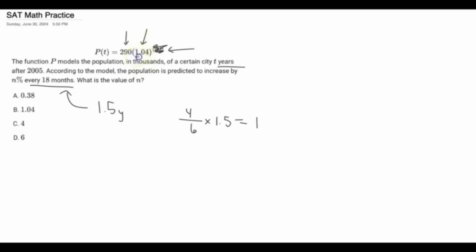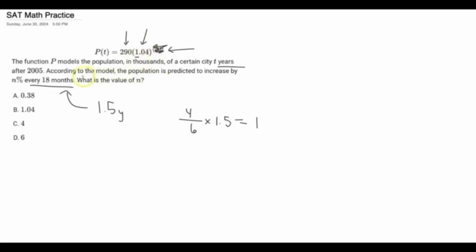So this 1 right here represents obviously the initial amount. So let's say it was 1.0, that means the population would just stay the same at 290. But because it's greater than that, it's 1.04, what this represents is a 4% increase, right? So if it was, let's say, 1.1, that would be a 10% increase. And so we know right here, it's a 4% increase.